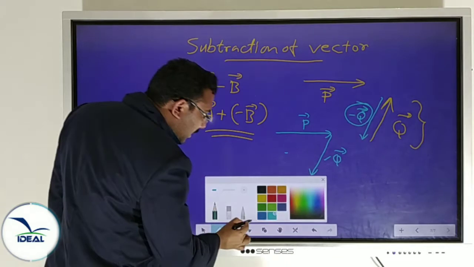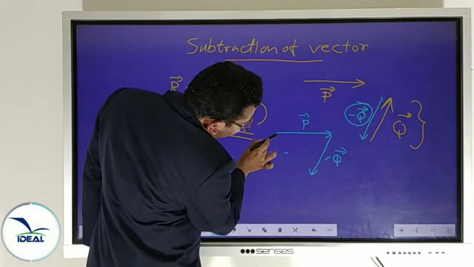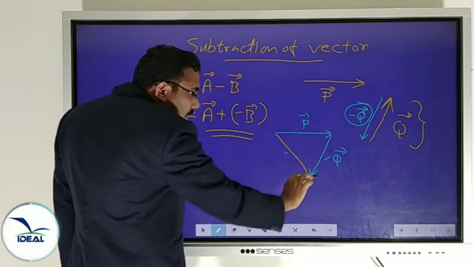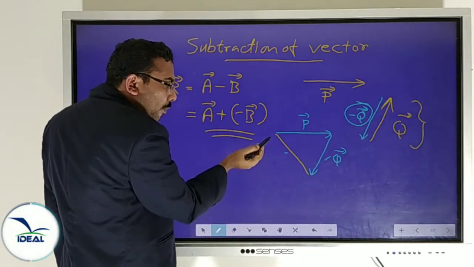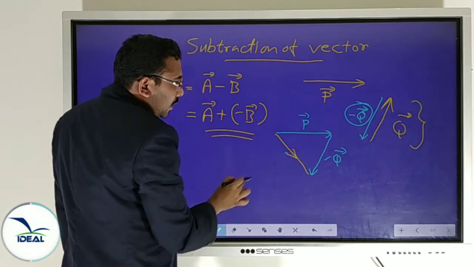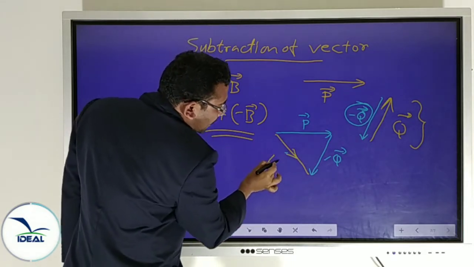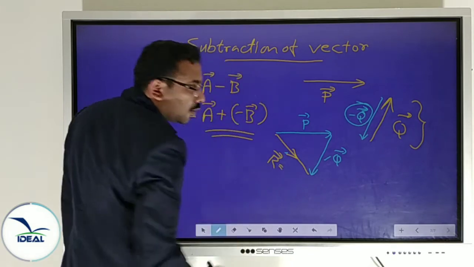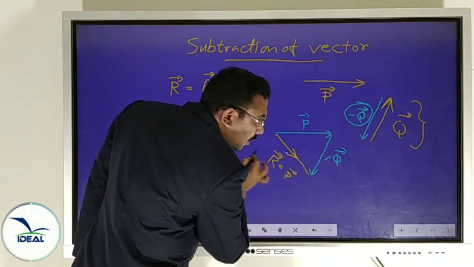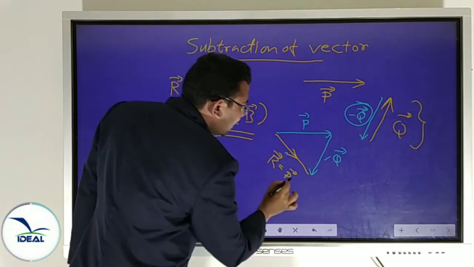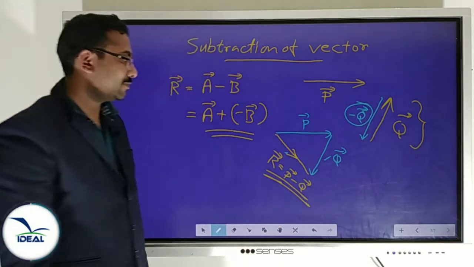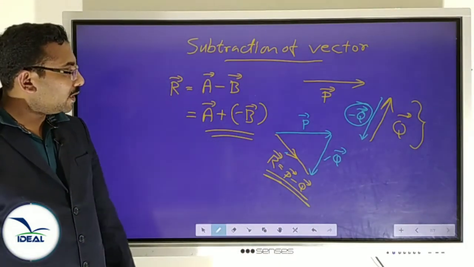Then the third side taken in opposite order. This is the order, and this is the opposite order. This vector represents R equal to P plus minus Q, yes, minus Q. That is the difference, P minus Q.